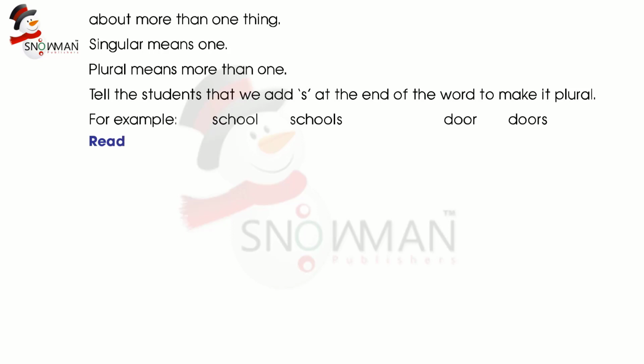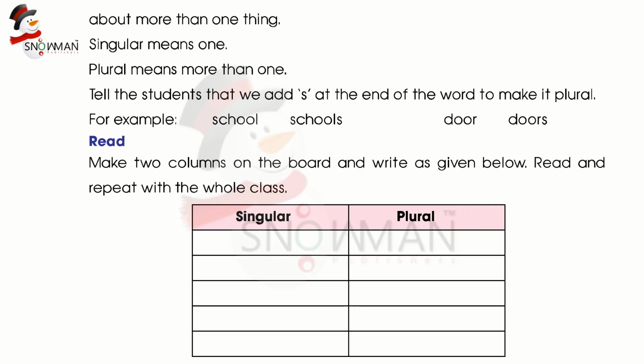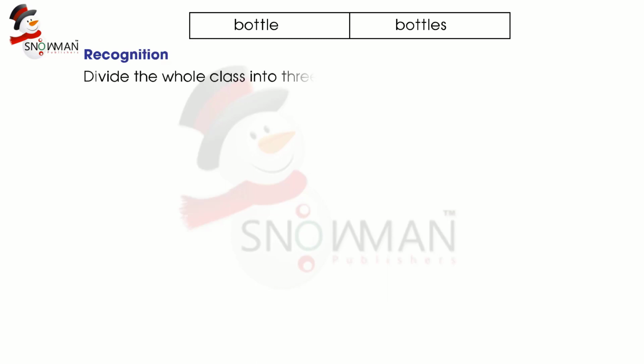Read. Make two columns on the board and write as given below. Read and repeat with the whole class. Singular, plural. Cup, cups. Pencil, pencils. Desk, desks. Window, windows. Boy, boys. Bottle, bottles.